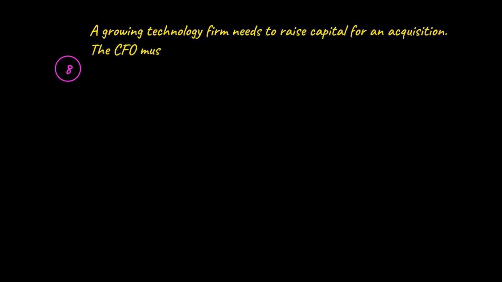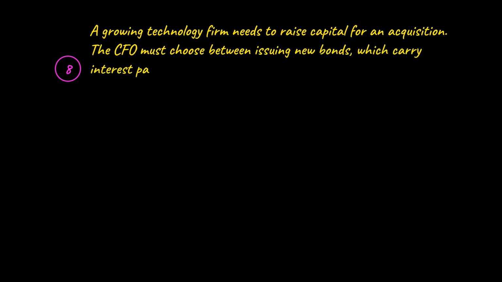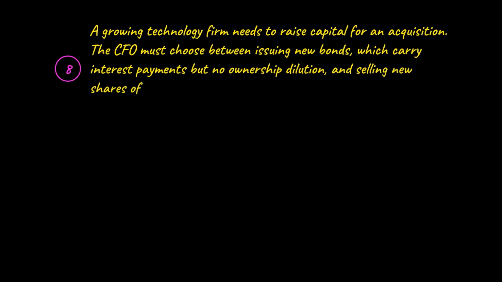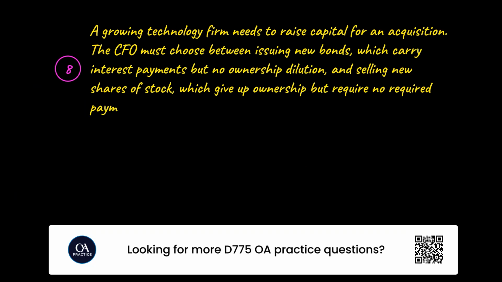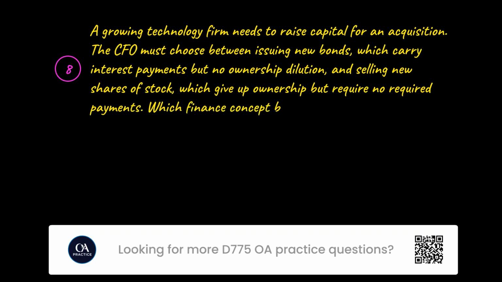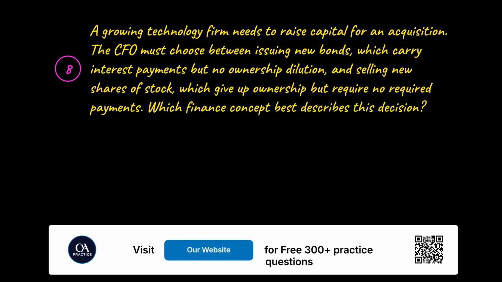Question 8. A growing technology firm needs to raise capital for an acquisition. The CFO must choose between issuing new bonds, which carry interest payments but no ownership dilution, and selling new shares of stock, which give up ownership but require no required payments. Which finance concept best describes this decision?